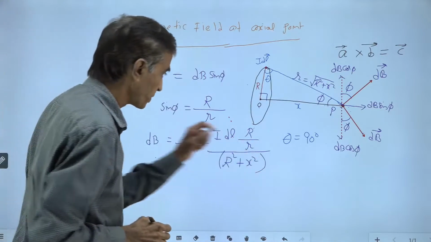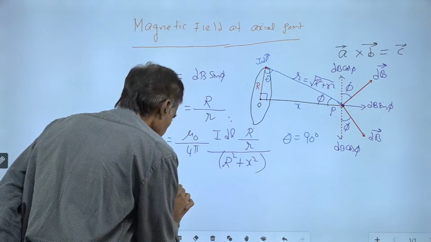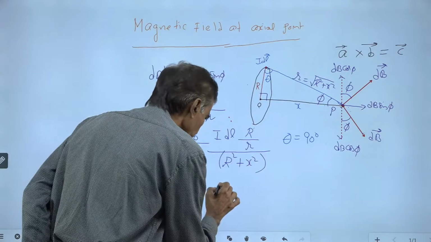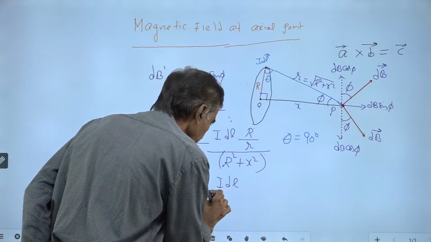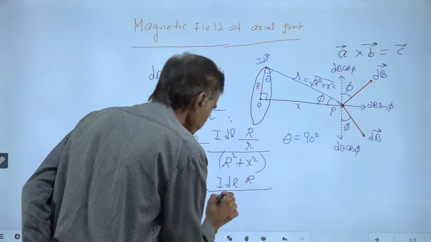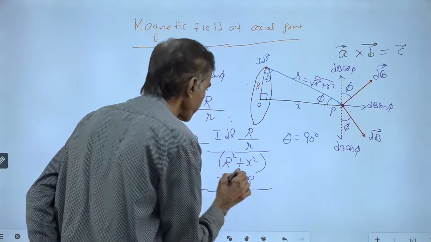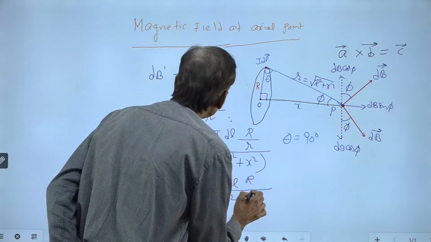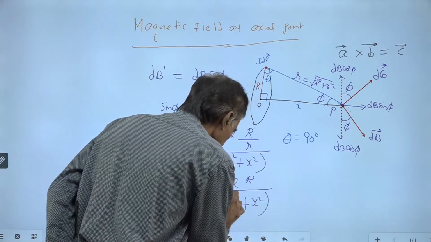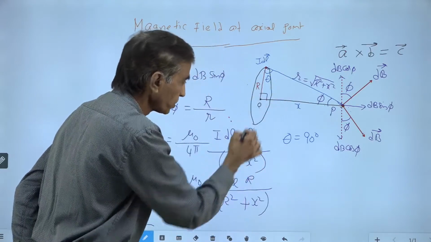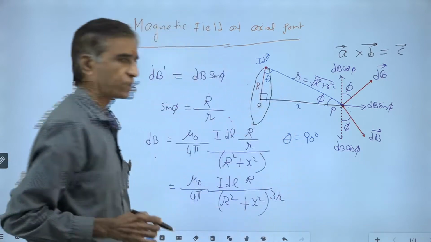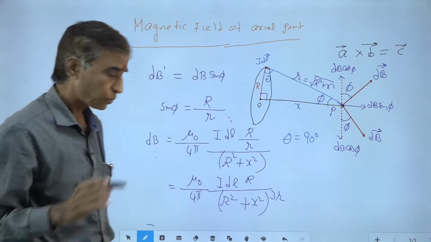This r also will come to the denominator. Therefore, that will become mu naught by 4 pi into I dl upon, here capital R, upon R square plus x square into under root R square plus x square. Therefore, power 3 by 2.